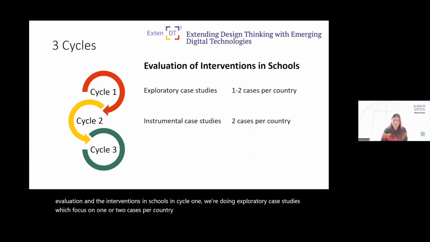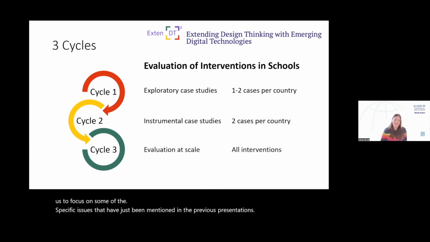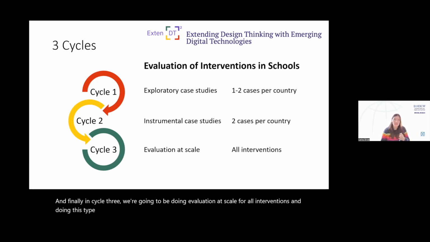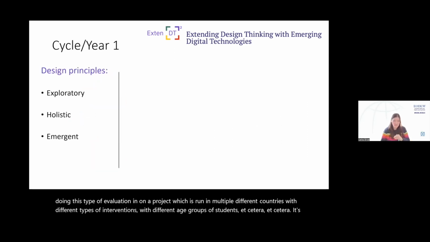In cycle 2, we're using instrumental case studies, and the advantage of instrumental case studies is that it will allow us to focus on some of the specific issues that have just been mentioned in the previous presentations. And finally, in cycle 3, we're going to be doing evaluation at scale for all interventions. And doing this type of evaluation on a project which is run in multiple different countries, with different types of interventions, with different age groups of students, etc., it's quite a challenge.